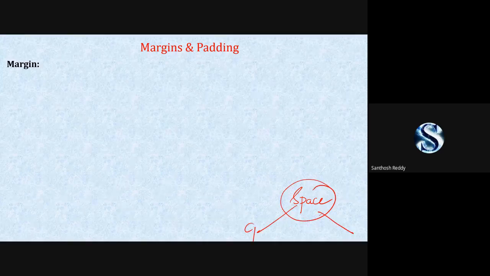The margin is nothing but just a space between your two contents. For example, C1 and C2: whatever space you have in between C1 and C2, we are going to call that a margin. Understood? Is it clear what you mean by margin?